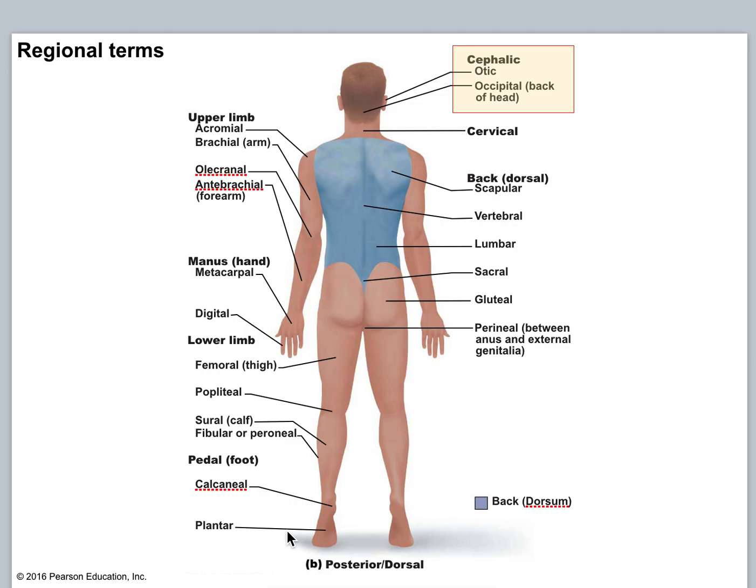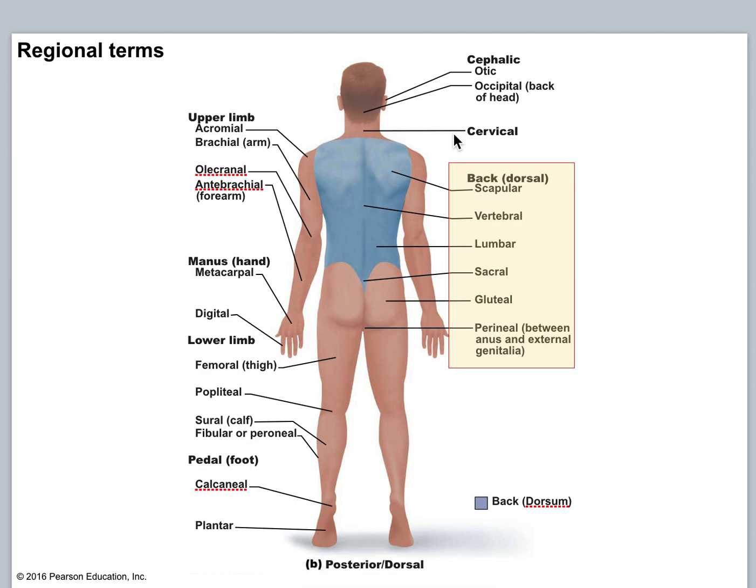And looking at the back, the posterior surface, we're looking at some of the same terms. First of all, the cephalic region is the head. Otic has to do with the ear. Occipital is the back of the head. This will be important because when we study the skull, we'll learn about the occipital bone, which is in the back of the skull. Cervical has to do with the neck.